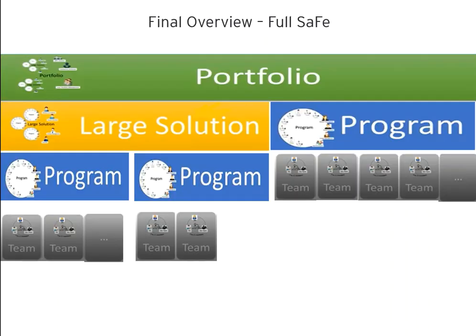So what are the different types of SAFe? We have the portfolio at the top, and we have divided it into large solution and program. The large solution can have programs, and under the program we have the teams. So at the bottom we have the team, then the program, then the large solution, then the portfolio, and this whole together is known as Full SAFe.